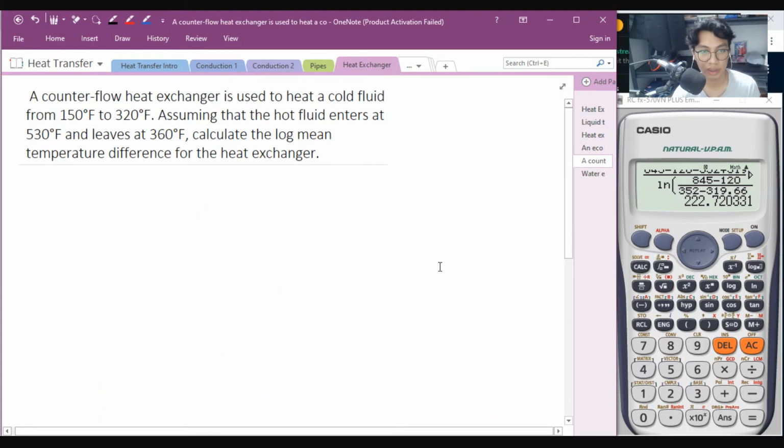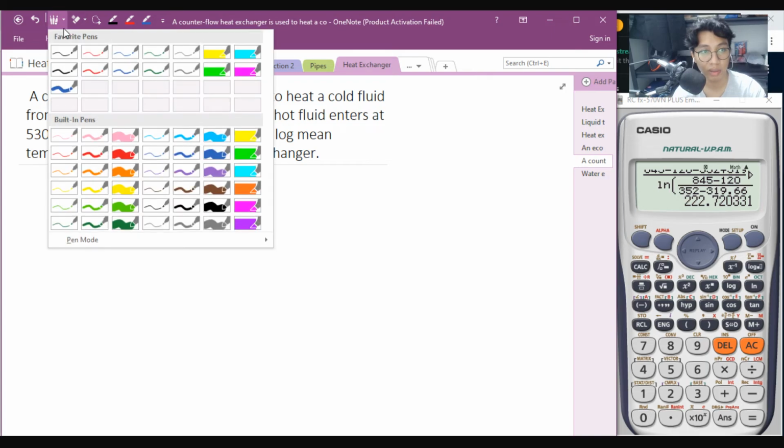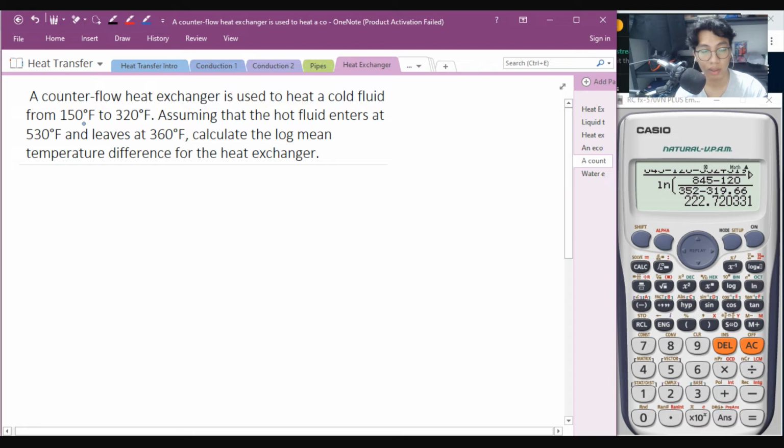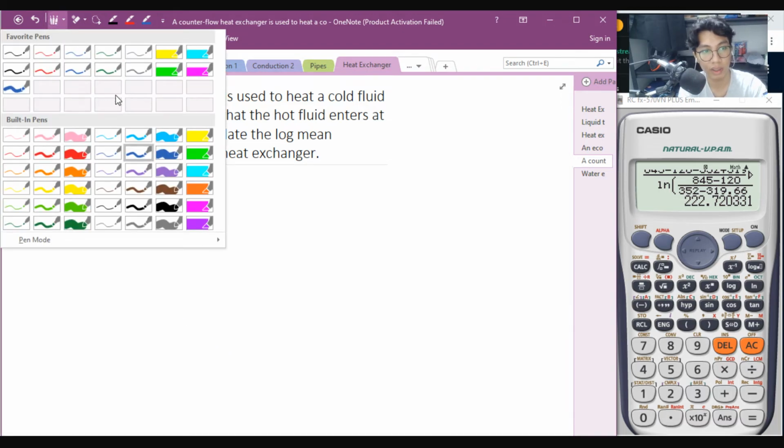Very basic yan. Ito rin, very basic din. Another problem. So, I'll cut this off. Pagdating dito, counterflow naman. Magdo-drawing lang kayo dito pag LMTD tsaka AMTD or heat. Magdo-drawing lang kayo pagdating nitong heat exchanger. Okay, drawing lang natin.